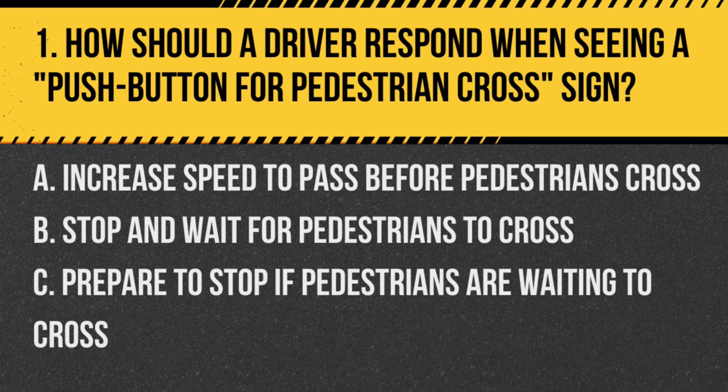Question 1. How should a driver respond when seeing a push button for pedestrian cross sign? A. Increase speed to pass before pedestrians cross. B. Stop and wait for pedestrians to cross. C. Prepare to stop if pedestrians are waiting to cross. Answer. C. Prepare to stop if pedestrians are waiting to cross. Drivers should be ready to yield to pedestrians who may activate the crossing signal.